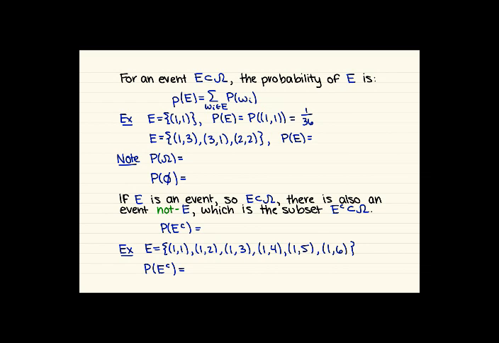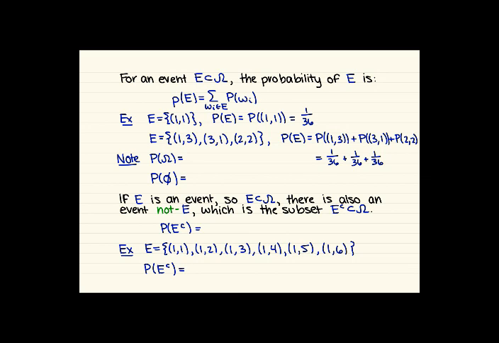For the event that they sum to 4, we've got 3 outcomes there, so we're going to add up their probabilities. So probability of (1,3) plus probability of (3,1) plus the probability of (2,2), and those will add up to 1 over 36 plus 1 over 36 plus 1 over 36. So we're just adding those probabilities together to figure out the probability of that event.